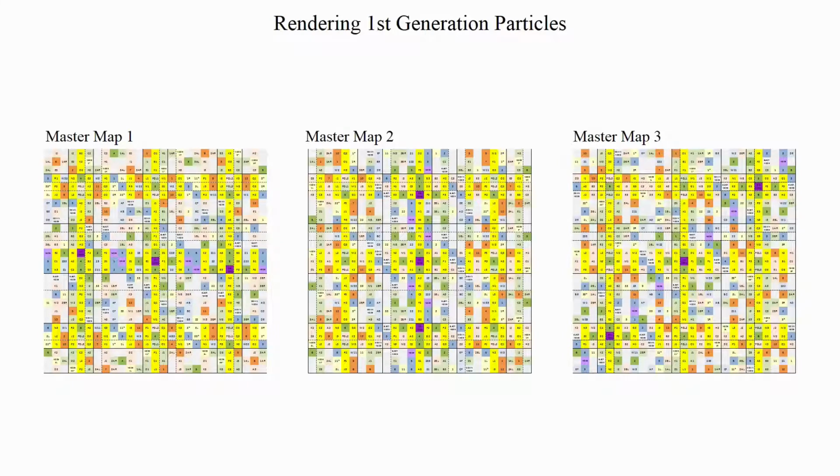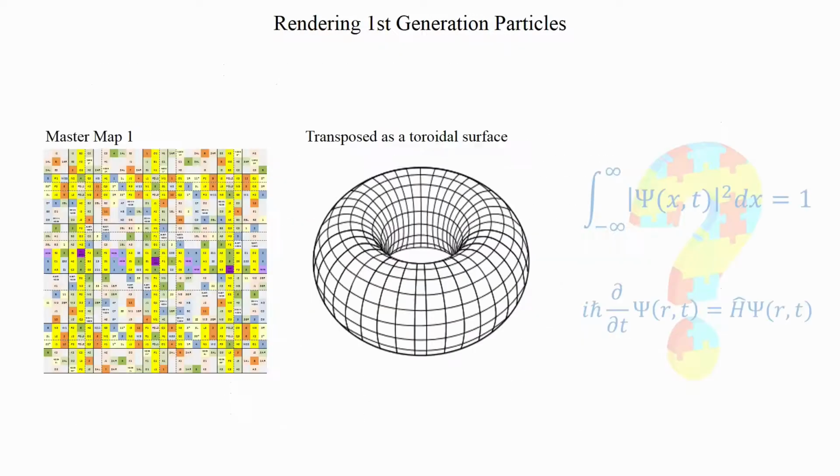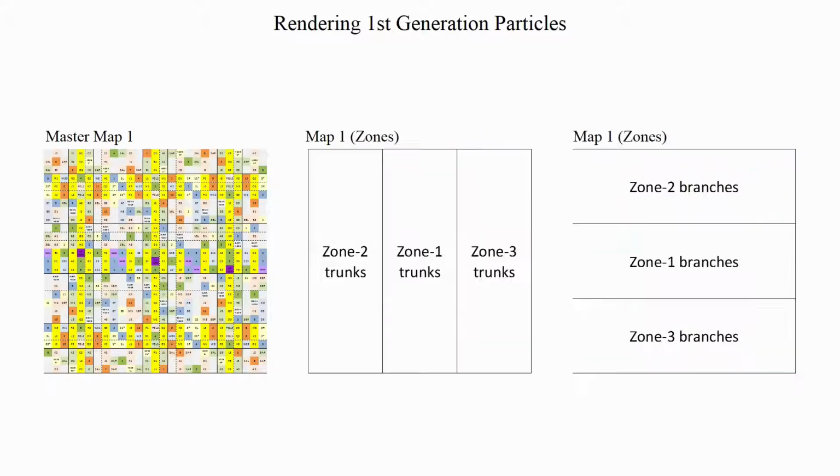Welcome to a geometric conjecture. Here we render the electron, down quark, and up quark. Each map transposes as a toroidal surface, and although each particle is defined as a wave function, we can conceptualize it housed within the torus and not argue the semantics.